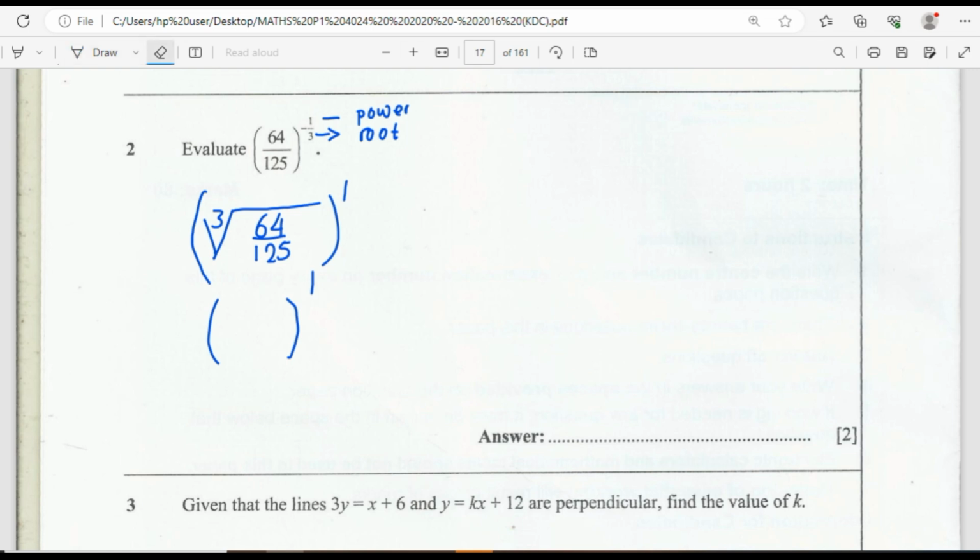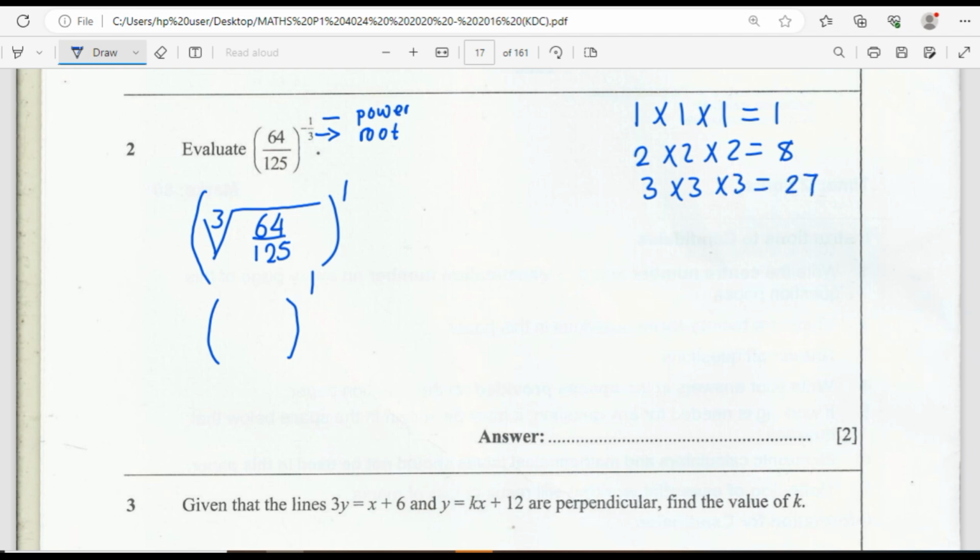for those that may find it difficult, you can begin by trying 1. We know that 1 times 1 will just give us 1. Then 2 times 2 times 2 will give us 8. 3 times 3, 9 times 3 will give us 27. Then we can try 4. 4 times 4 is 16. 16 times 4 will give us 64. So we need three 4s to give us 64. So the cube root of 64 is just 4 over.